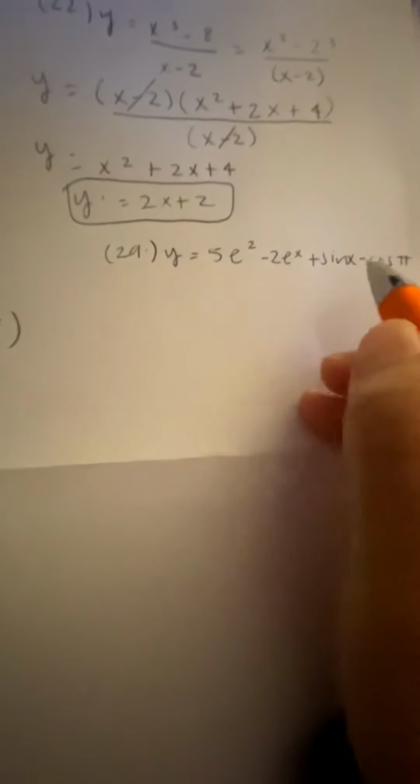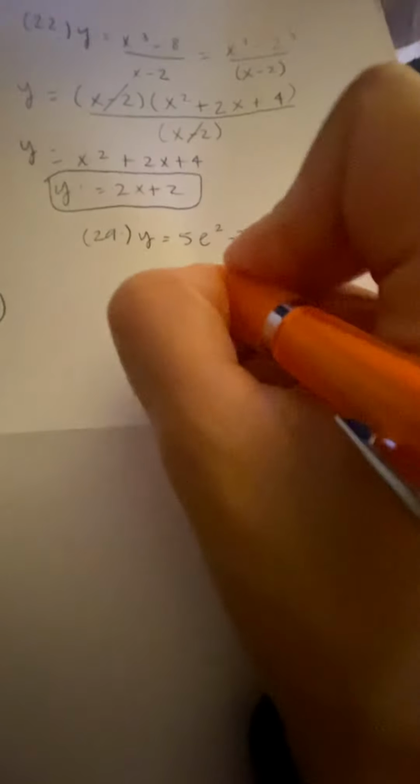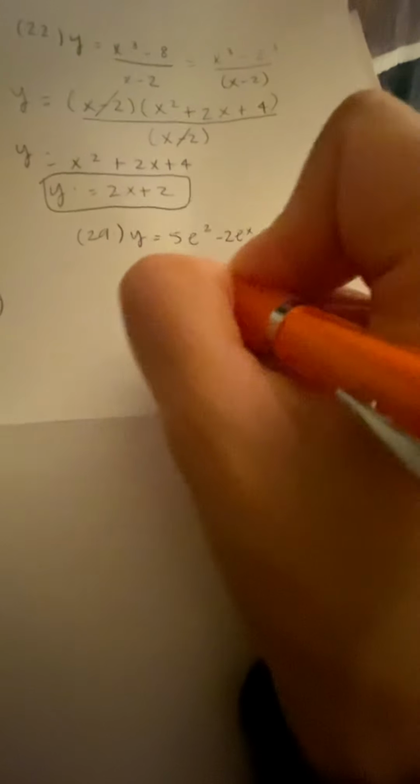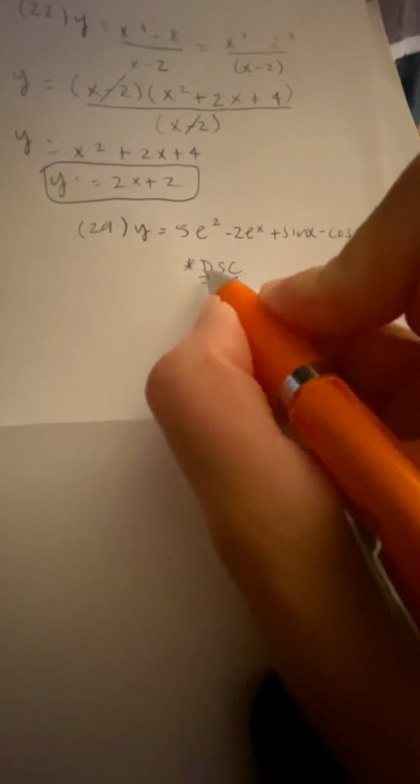And then number 29, as soon as you see sine and cosine, remember our little fun acronym, DISCO. Derivative of sine is cosine, and derivative of cosine is negative sine because you're going backwards. So write it down. It'll be helpful.